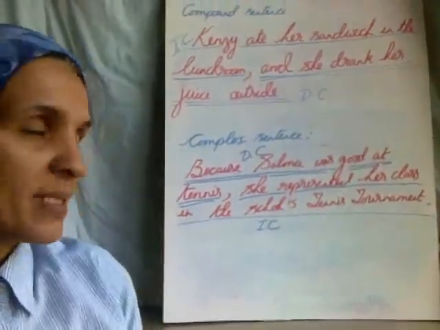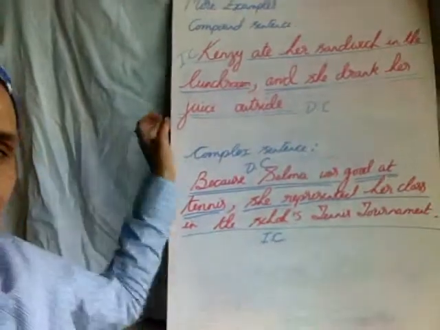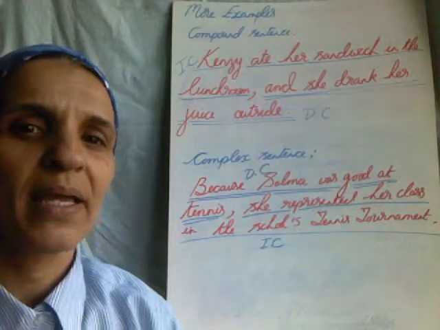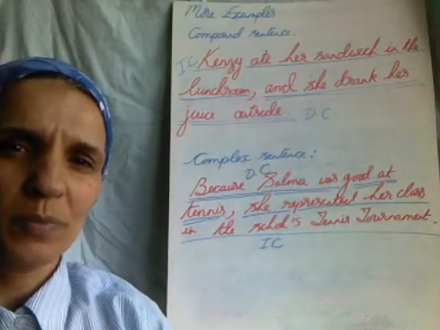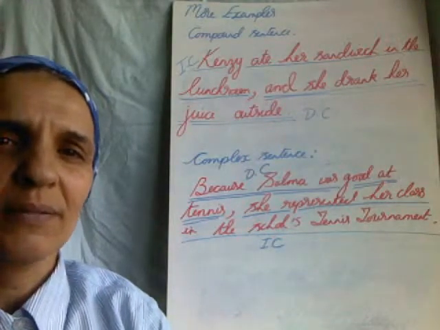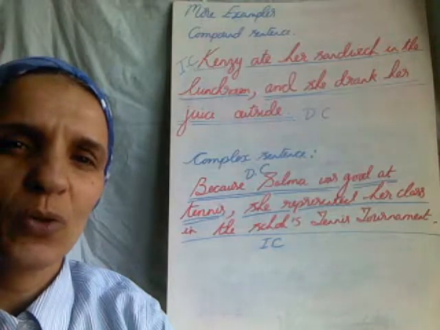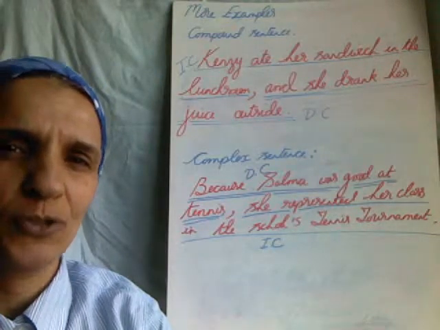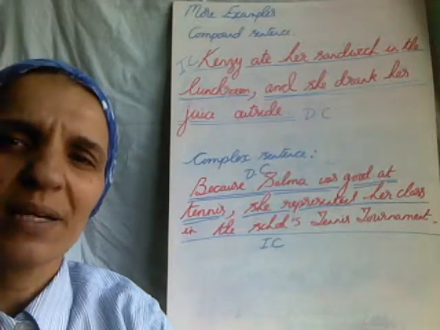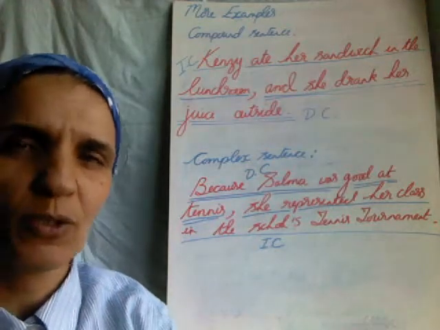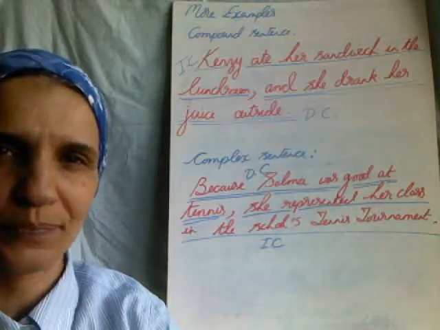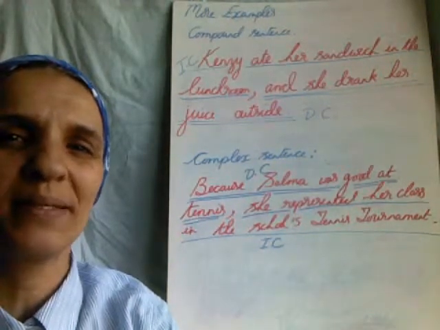Okay, some more examples here. My first example is of a compound sentence. Kenzie ate her sandwich in the lunchroom, and she drank her juice outside. Okay, the independent clause is Kenzie ate her sandwich in the lunchroom. That can stand on its own as a complete sentence. And she drank her juice outside. That is the dependent clause, because you cannot just write this on its own. And she drank her juice outside. It doesn't make sense. On its own, it is a dependent clause.